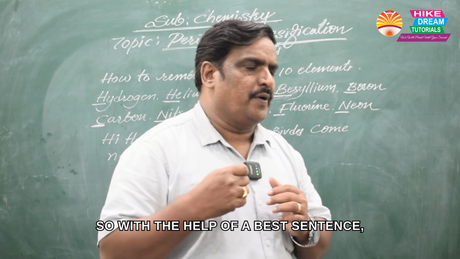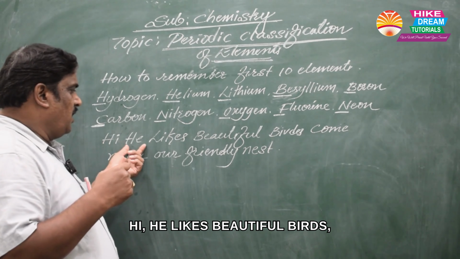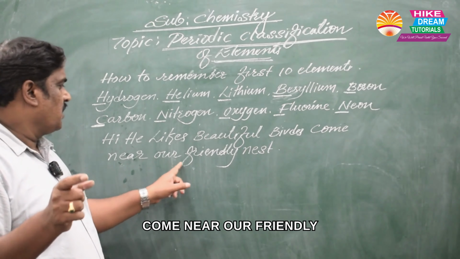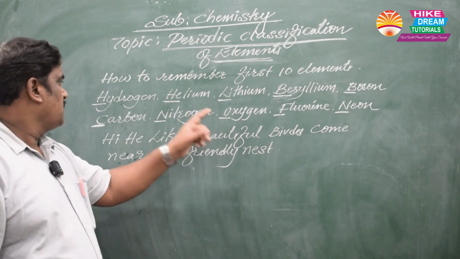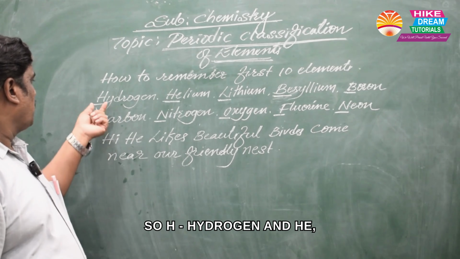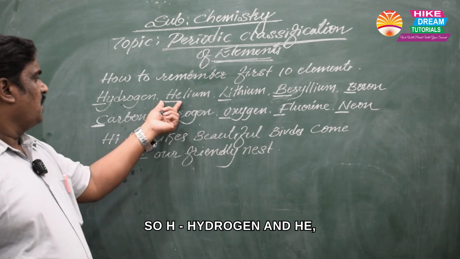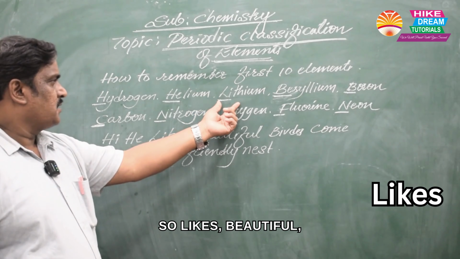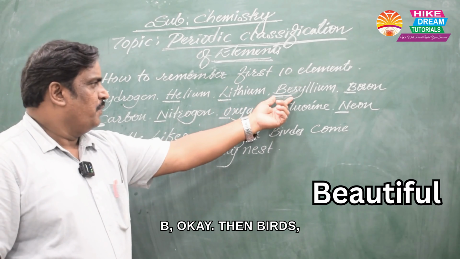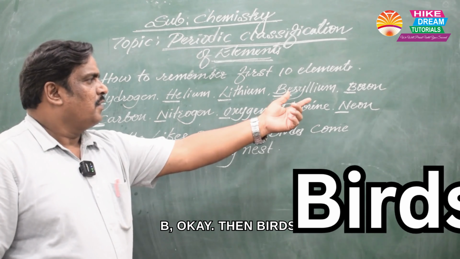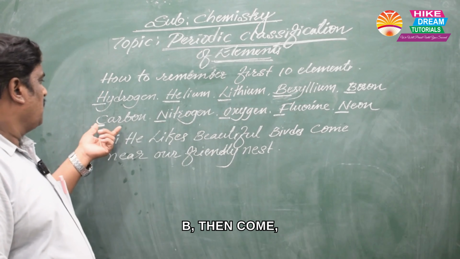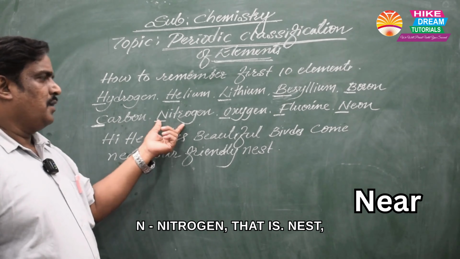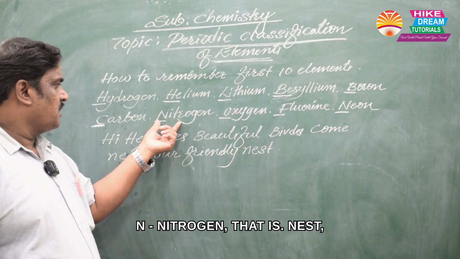With the help of a best sentence: "Hi, he likes beautiful birds. Come near our friendly nest." Right? See here. So, hi: H is hydrogen and He means helium. You know. So, likes: Li, beautiful: Be, then birds: B. Then come, that is C for carbon, and N for nitrogen, that is nest.